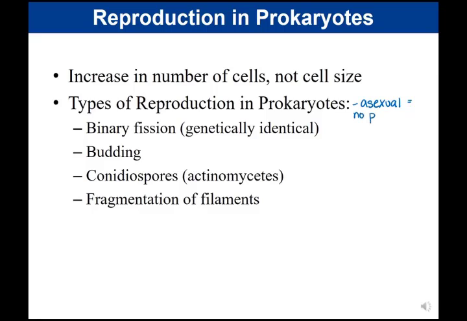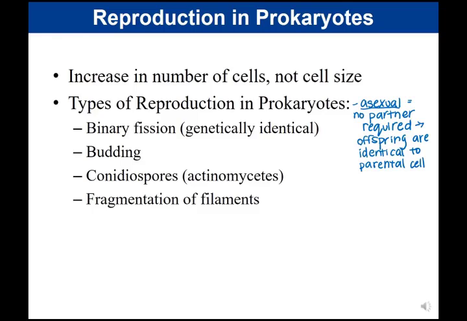No partner required. Offspring are identical to parental cell. So asexual reproduction results in offspring that are identical to the parent cell.